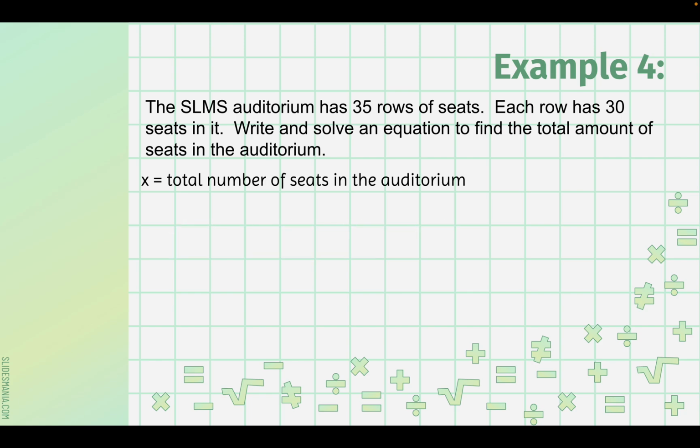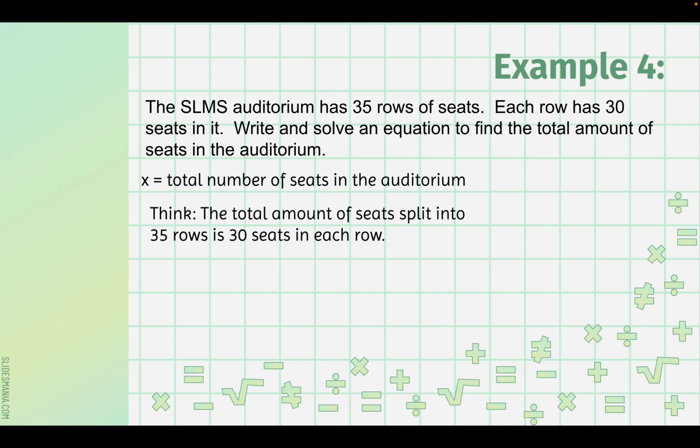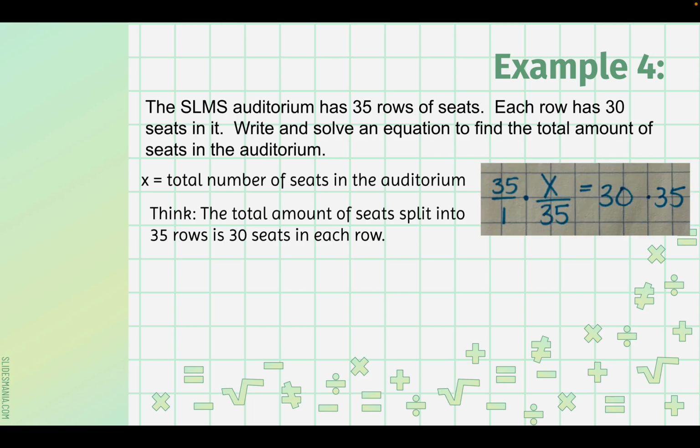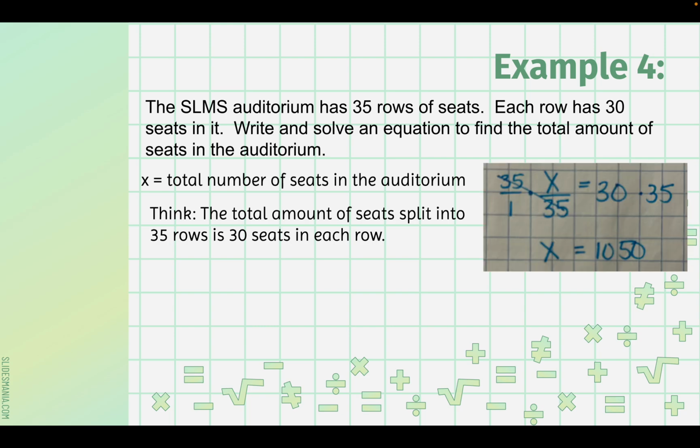We'll let x equal the total number of seats in the auditorium. Then we'll think, the total amount of seats split into 35 rows is 30 seats in each row. So our equation looks like x divided by 35 equals 30. In order to isolate our variable, we will use inverse operations. So we'll multiply both sides of our equation by 35. And we get x equals 1050. So the SLMS auditorium has 1050 seats.